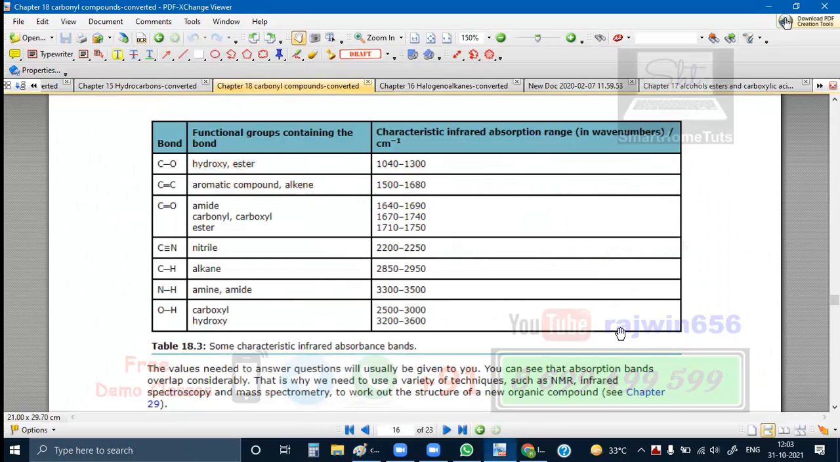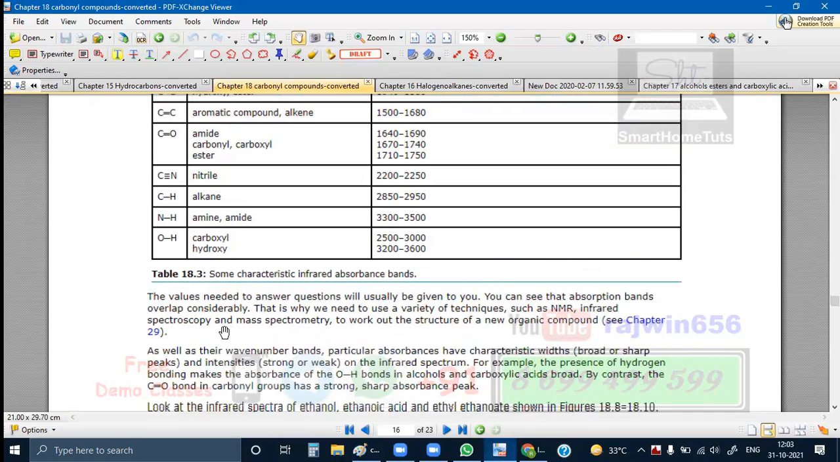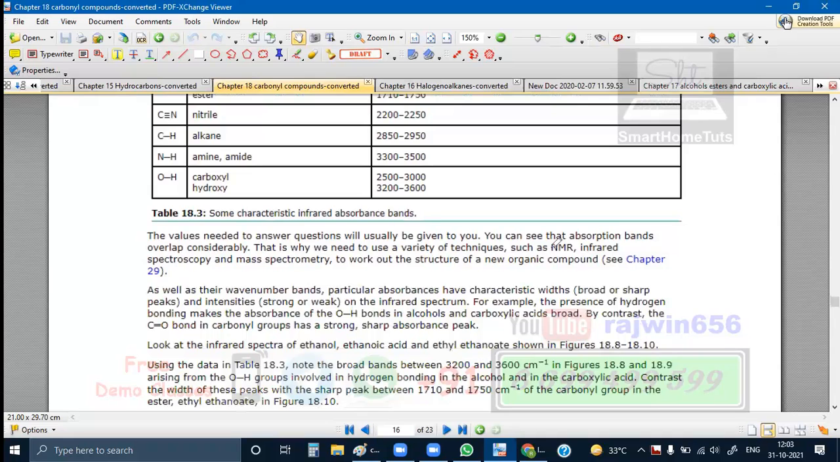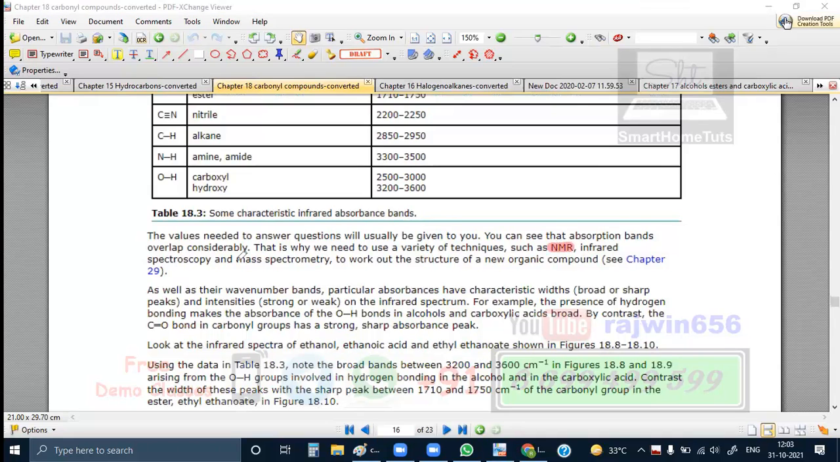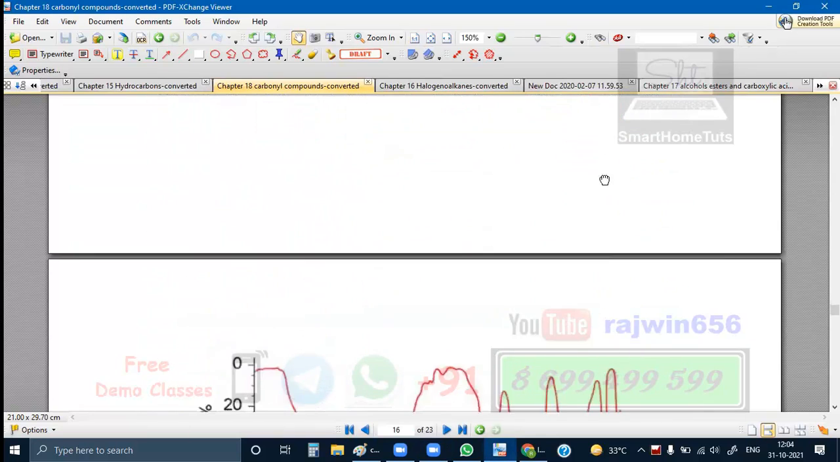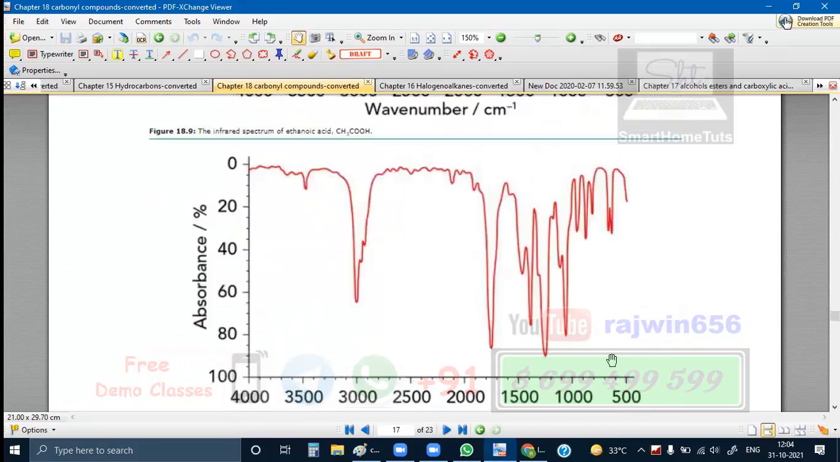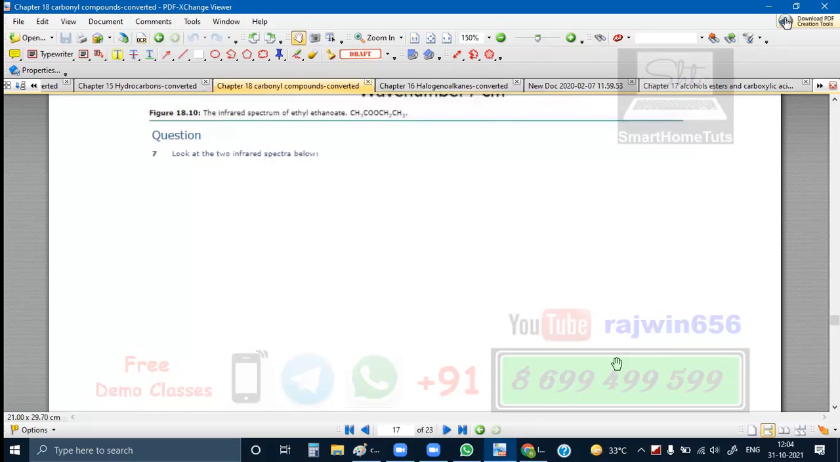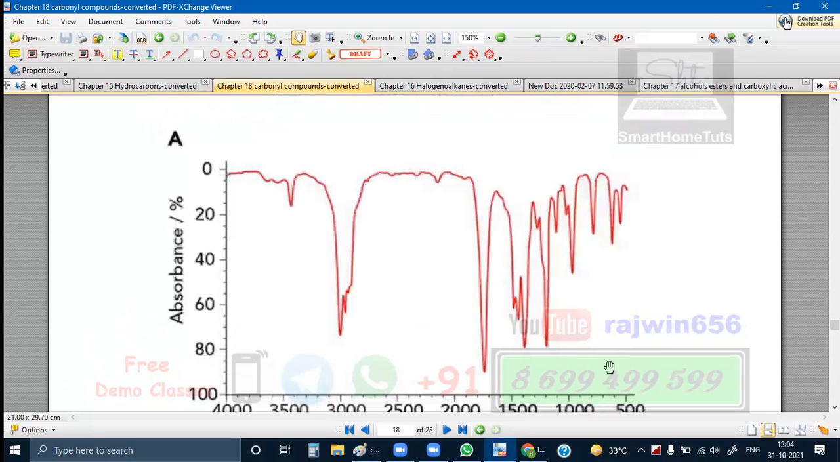There are other techniques also. These techniques are NMR, that is nuclear magnetic resonance, and mass spectrometry. These are different techniques. So combining all these techniques, we are going to study what this particular sample is going to be. This is the introduction to infrared spectroscopy, and different samples and examples will be given, and on the basis of this we are going to have different kinds of questions.